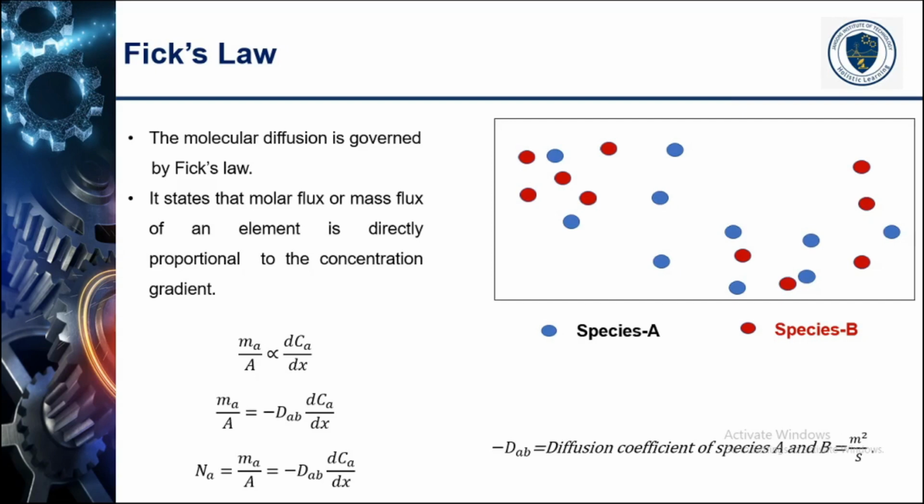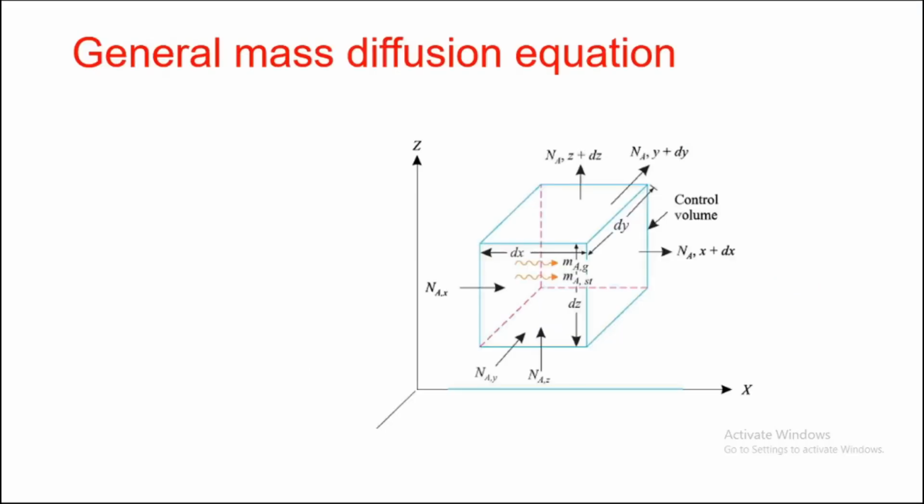Further, Fick's law is valid for all three phases, that is, mass transfer occurring in solid, liquid and gas phases. Further, Fick's law is only valid when the mass transfer happens due to concentration difference. If the mass transfer happens due to any temperature gradient or pressure difference, Fick's law is not valid for those situations. Now we move on to derive a general mass diffusion equation.